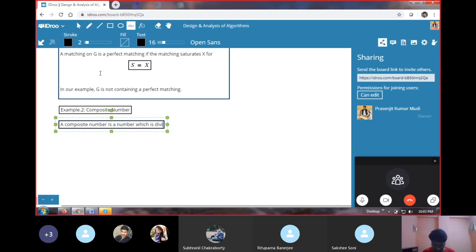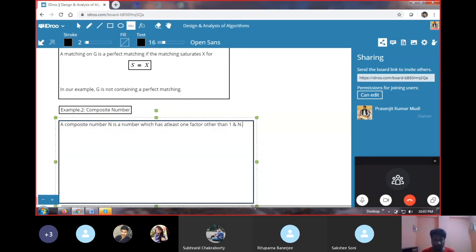which has at least one factor other than 1 and n. It's not a prime number. The opposite of prime is a composite number.